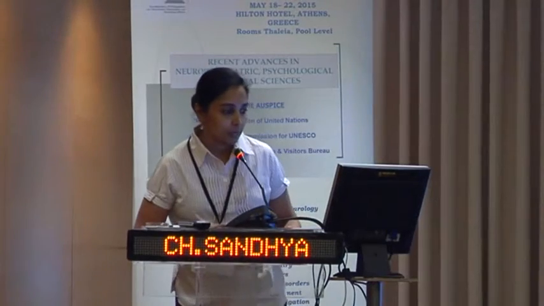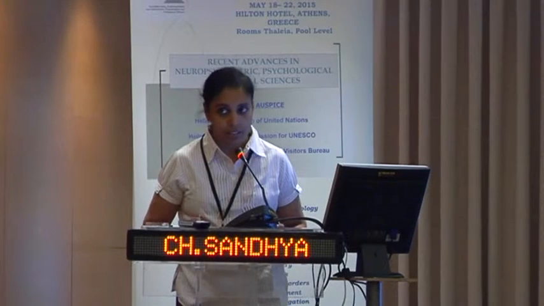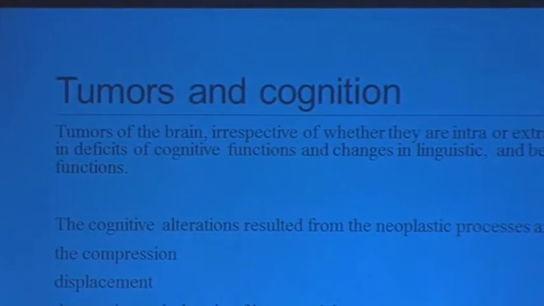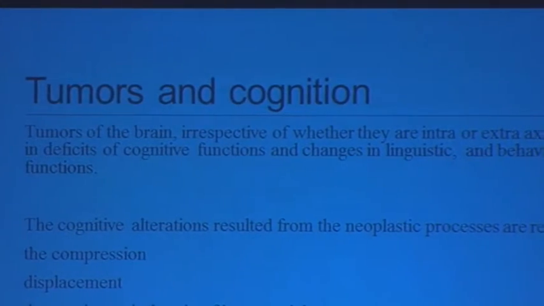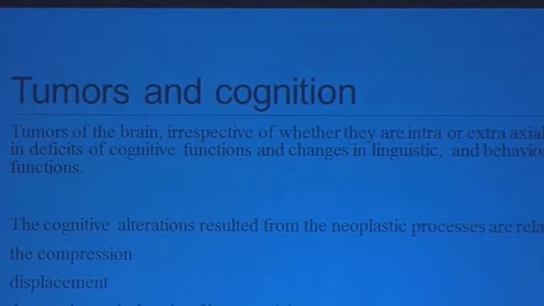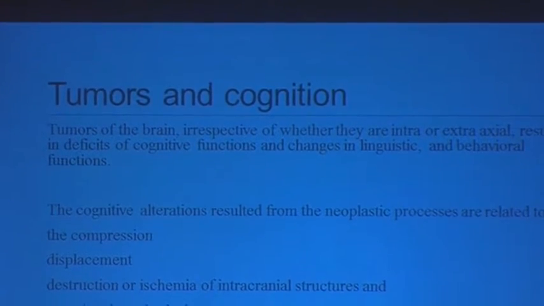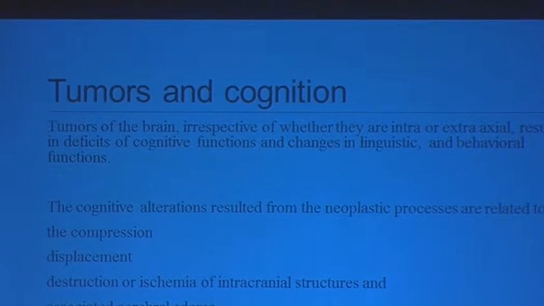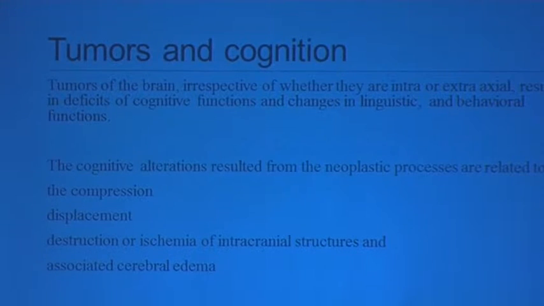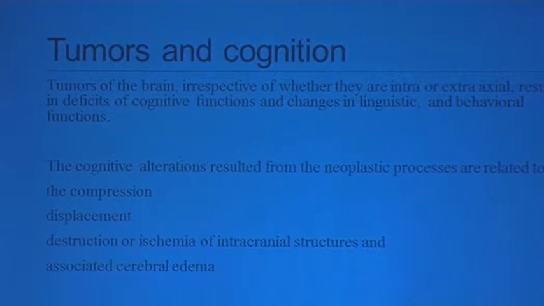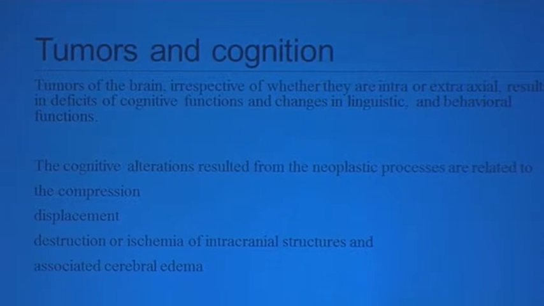This is the introduction. Tumors of the brain could be largely classified into intraaxial and extraaxial. Intraaxial are those growths, those lesions that happen inside the brain, and extraaxial happen outside the brain. It's skull-based. Irrespective of whether they are intraaxial or extraaxial, these lesions result in deficits of cognitive functions and bring about changes in linguistic and behavioral functions.